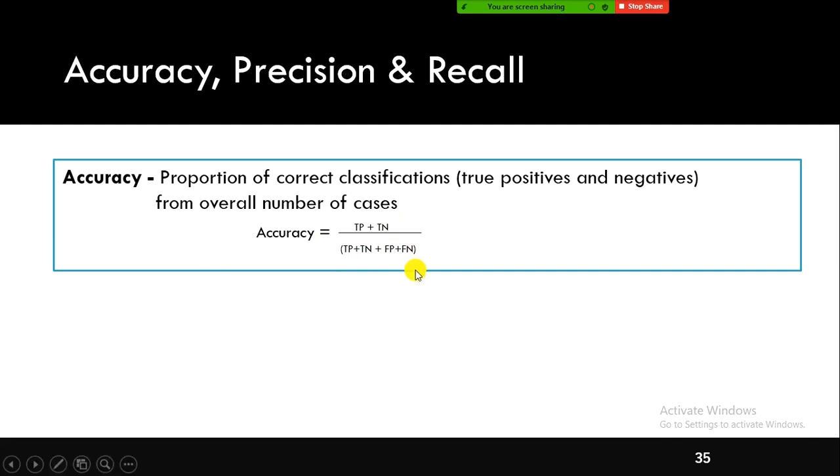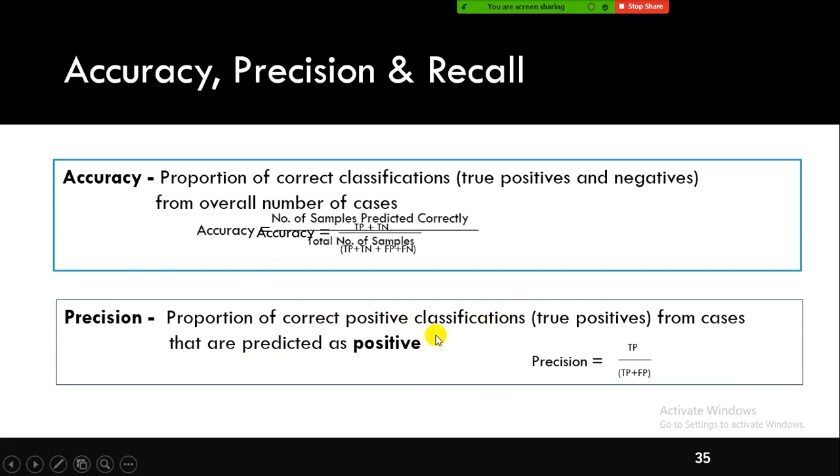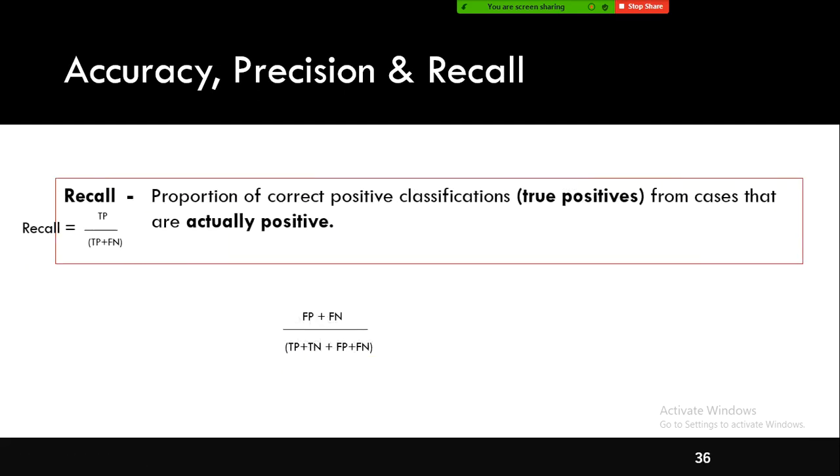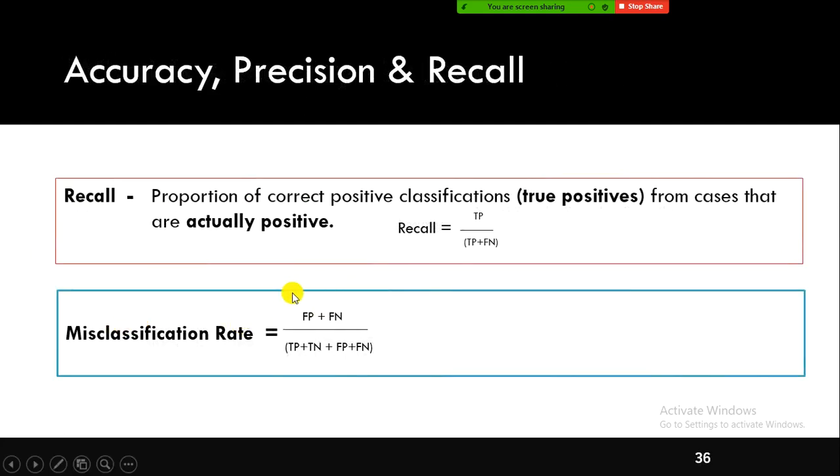And the other one is the precision. This is nothing but the proportion of correct positive classifications from cases that are predicted as positive. Don't worry about these formulas, I'll explain what exactly all these things are. We also have something called the misclassification rate, which I included in this session as an additional thing. False positive plus false negative gives you the misclassification rate.